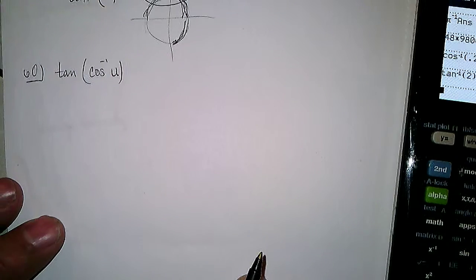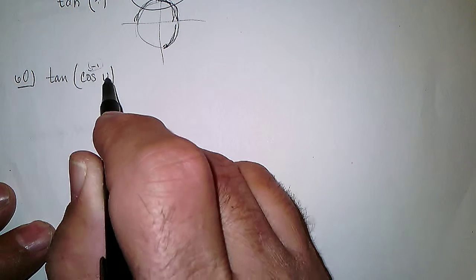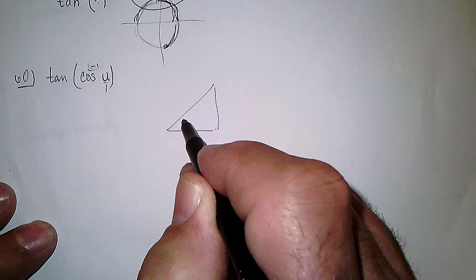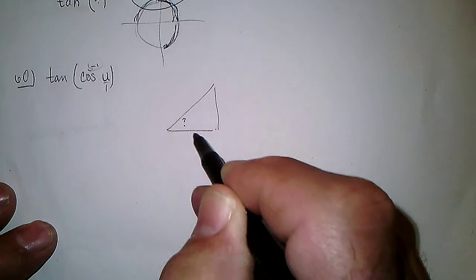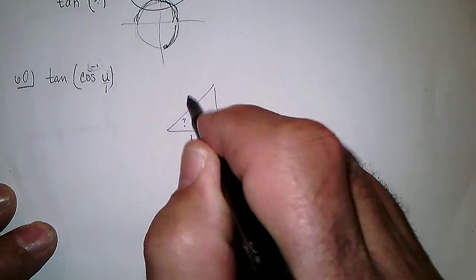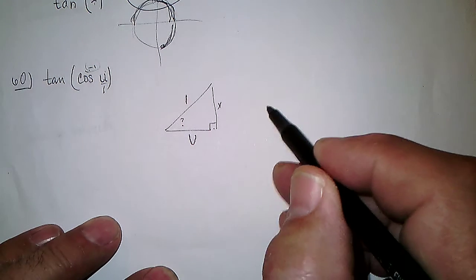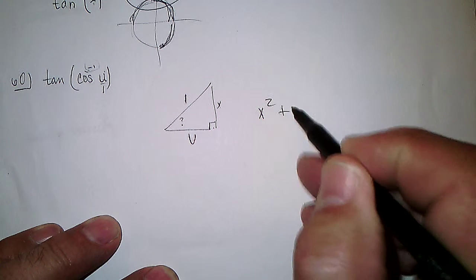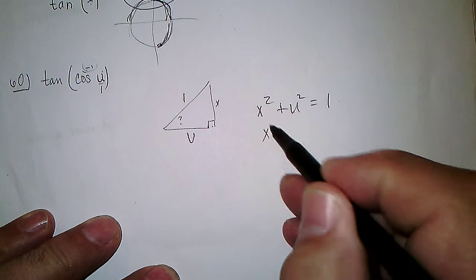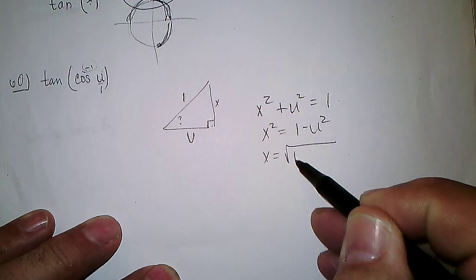All right, now this one says there's an angle where the cosine is u over 1. There's an angle. Don't know what it is, but the cosine is u over 1, and cosine's adjacent over hypotenuse. So then to find this side, we'd go x squared plus u squared equals 1. Subtract u squared, and x squared equals 1 minus u squared. Take the square root, and we get x equals the square root of 1 minus u squared.